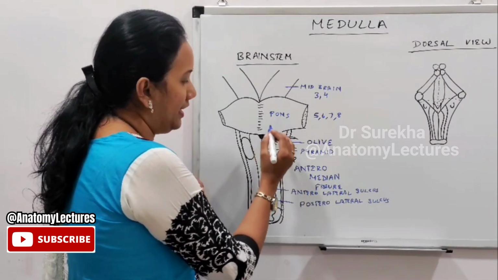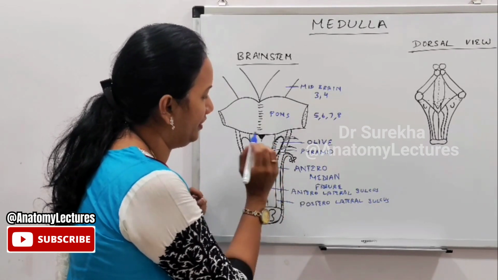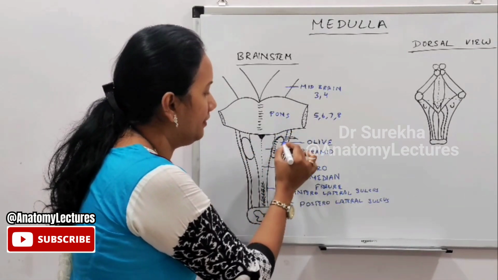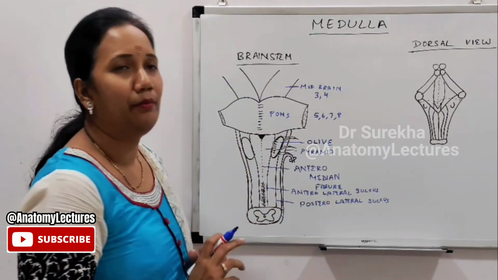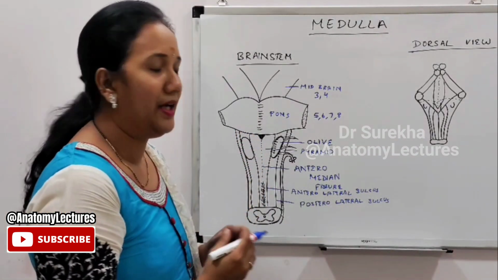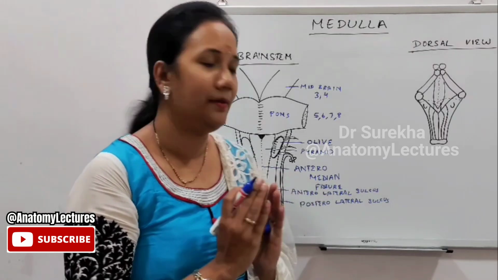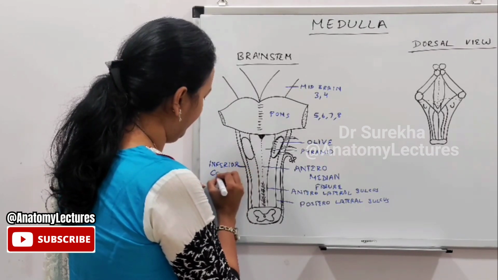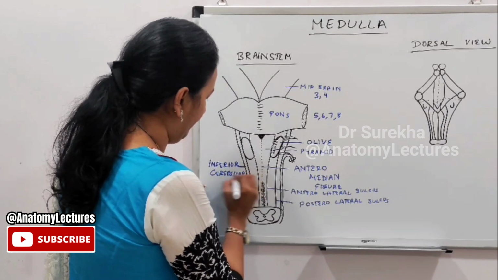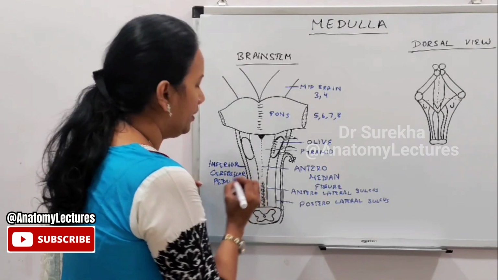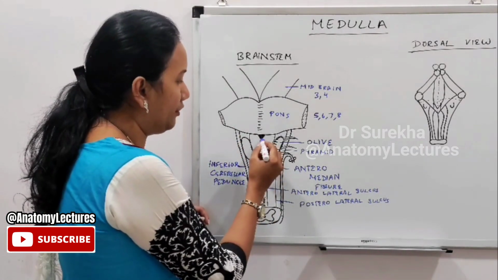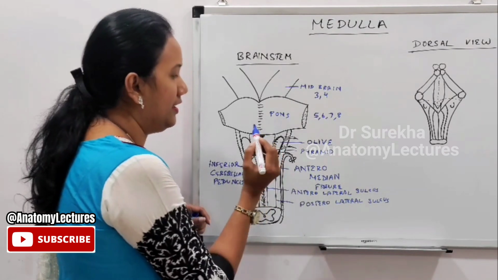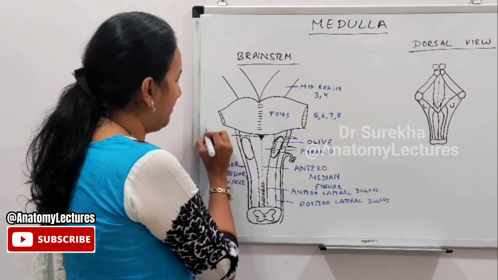If you look carefully from medial to lateral, you have the anteromedian fissure, then the pyramid, then the anterolateral sulcus, then the olive, then the posterolateral sulcus, and even lateral to the posterolateral sulcus, this part is the bundle of nerve fibers which connects the medulla with the cerebellum. That is called the inferior cerebellar peduncle. Now the anteromedian fissure ends in a triangular depression at the lower border of the pons. This triangular depression is referred to as the foramen cecum.